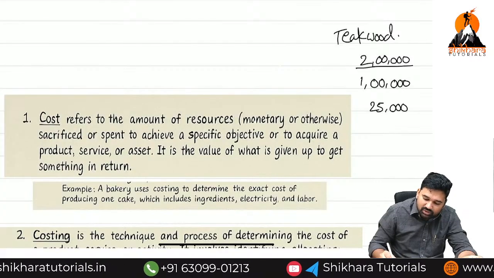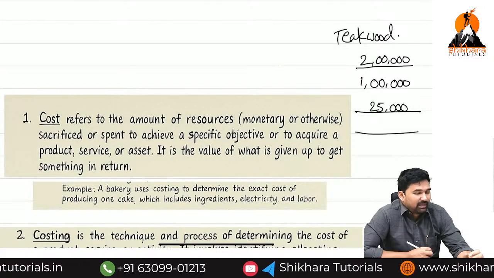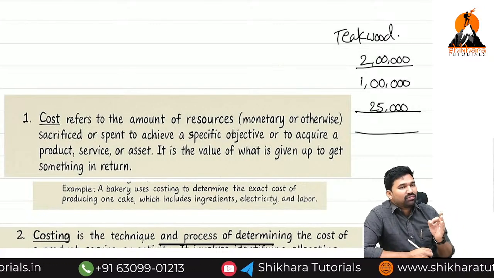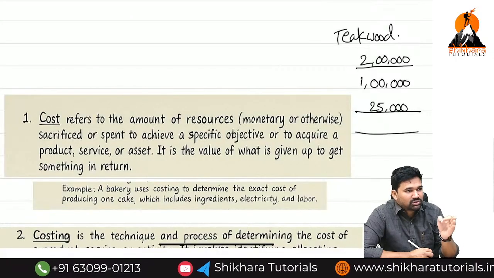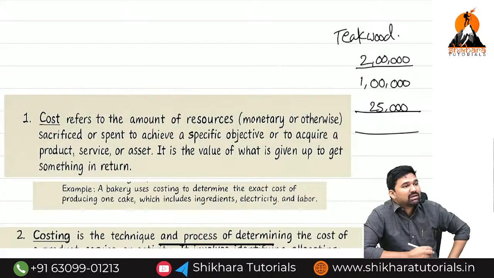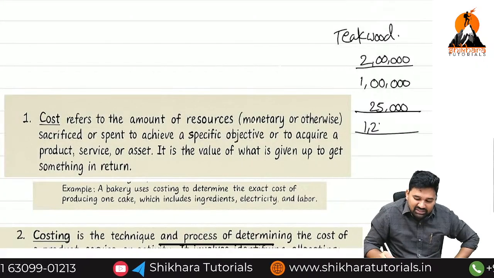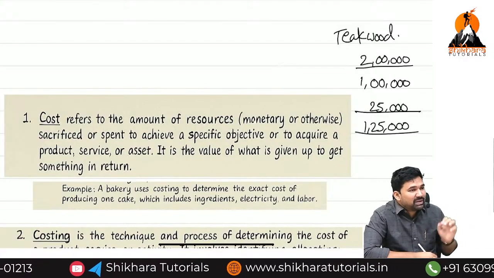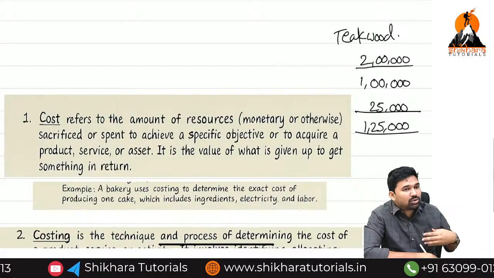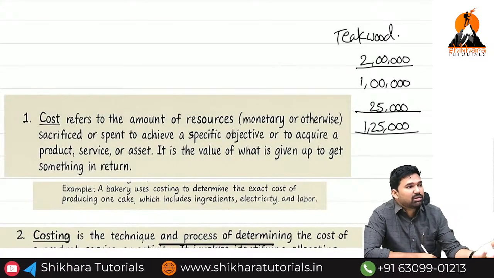Another 25,000. So listen carefully. How much is the amount of money you actually spend to produce one teakwood 6 by 6 double cot bed? You spent just 1,25,000 out of your pocket. You spent 1,25,000 out of your pocket to produce one 6 by 6 double cot bed from teakwood.